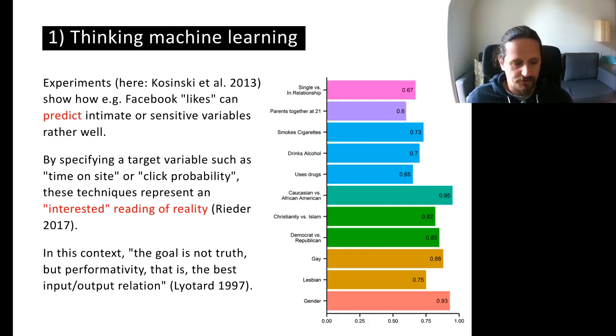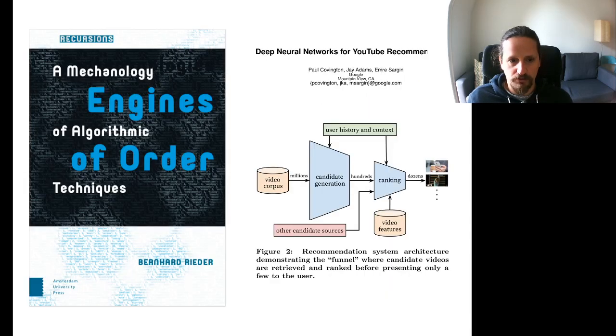Very often connected to engagement or some kind of economic function. And then basically the machine learning system will learn the ingredients for that and be able to optimize these processes. So as Lyotard says, the goal is not truth, but performativity, the best input-output relation. So this is one way to think more conceptually about machine learning systems.